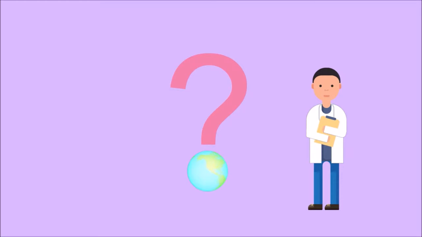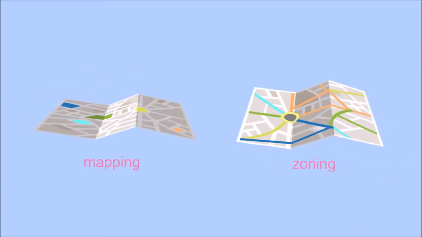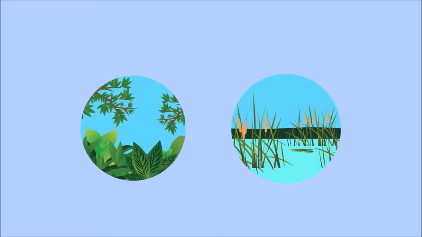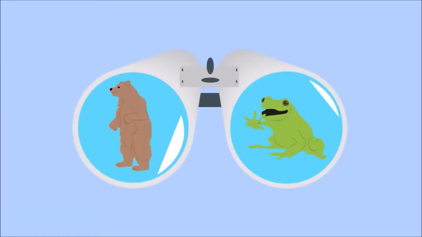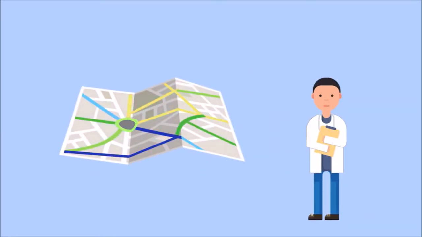Have you ever wondered how scientists know where certain animals live, or how they make those maps that show home ranges of particular species? That kind of information is a result of what is known as mapping and zoning. Scientists will go to a specific location, such as a swamp or a forest, and try and find all of the different species that live in the habitat. Once they have gathered all the data, they then plot the data onto maps for future use.